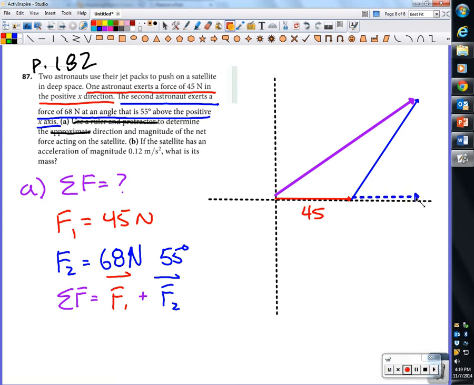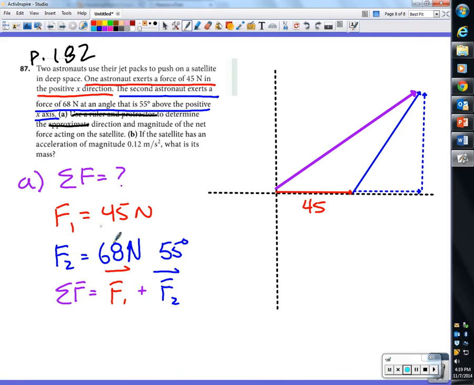It's got an x component, and it's got a y component. It told us that this was 55 degrees, and that this was 68 newtons. We can use our trig functions to find the two component vectors of that force 2. Do that now.